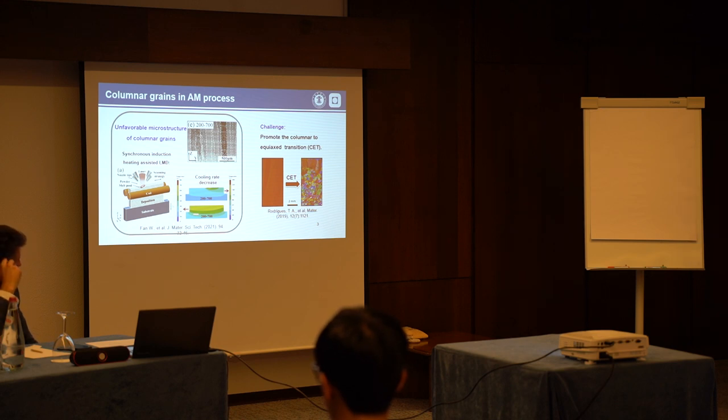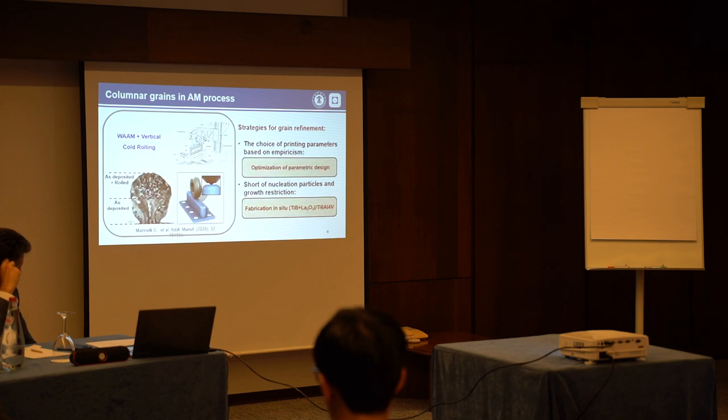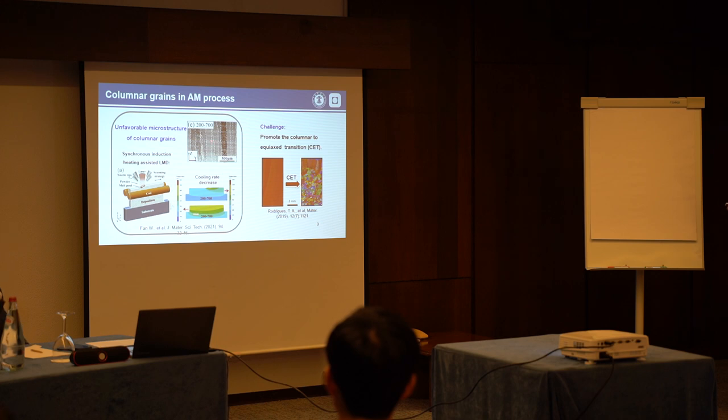In general, columnar grains tend to be inevitable due to the ultra high cooling rate and temperature gradient. Researchers reported that synchronous induction heating assisted laser melting deposition was used to decrease the cooling rate, but the microstructure was still columnar grains, which is regarded as an unfavorable microstructure. Therefore, the challenge for the additive manufacturing process is to promote the columnar to equiaxed transition.